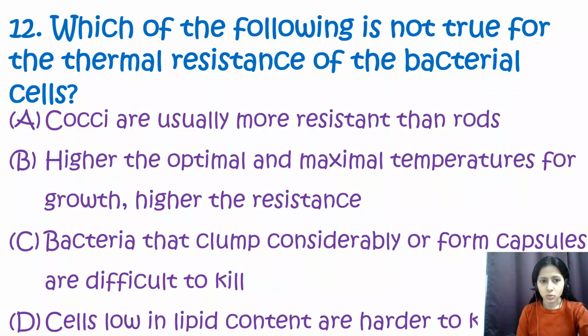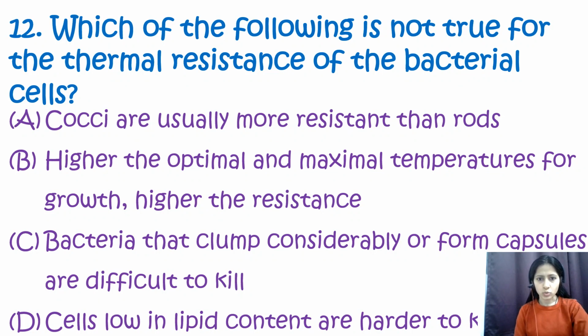So question number 12. Which of the following is not true for the thermal resistance of the bacterial cell? Option A. Cocci are usually more resistant than rods. Option B. Higher the optimal and maximal temperatures for growth, higher the resistance. Option C. Bacteria that clump considerably to form capsules are difficult to kill. And option D. Cells low in lipid content are harder to kill than other cells.